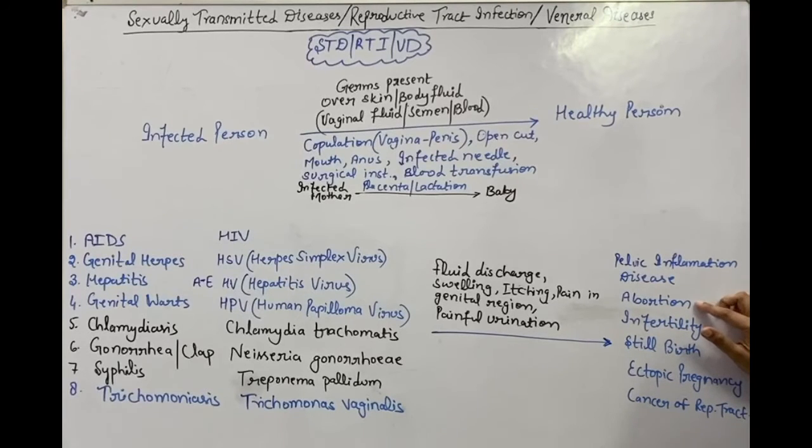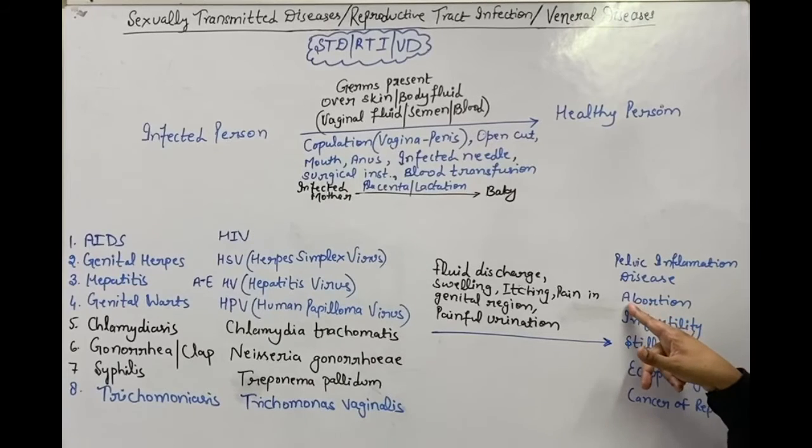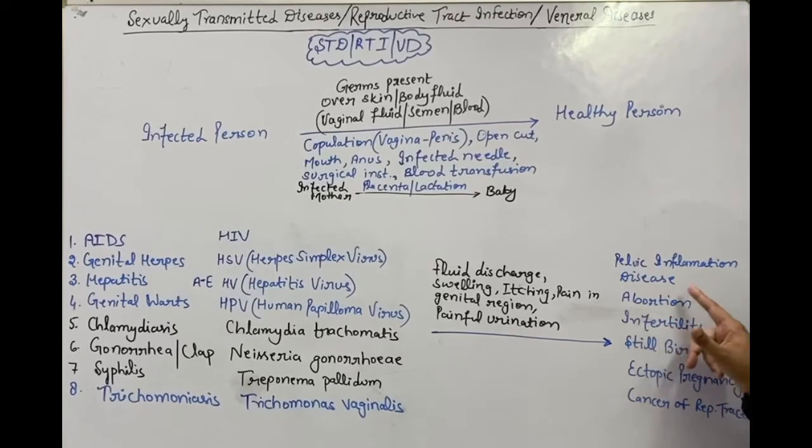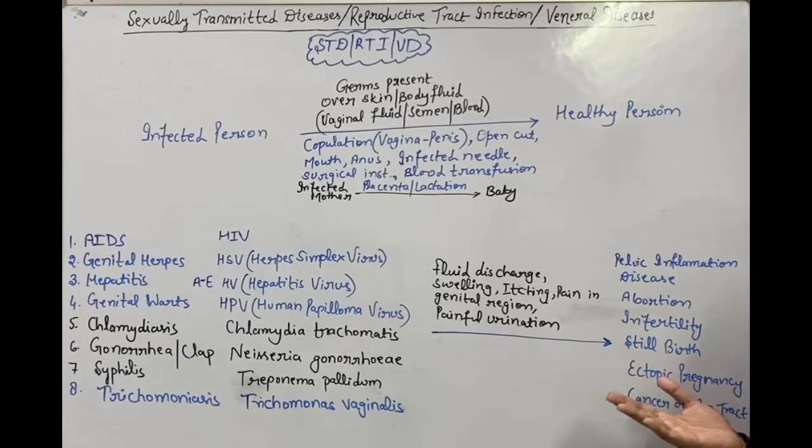Abortion is the killing of the baby. Infertility means sterility. Stillbirth means the baby is dead. In abortion, the fetus does not complete the period of pregnancy and dies before completion. In stillbirth, the baby after delivery is born dead, without any signs of life.